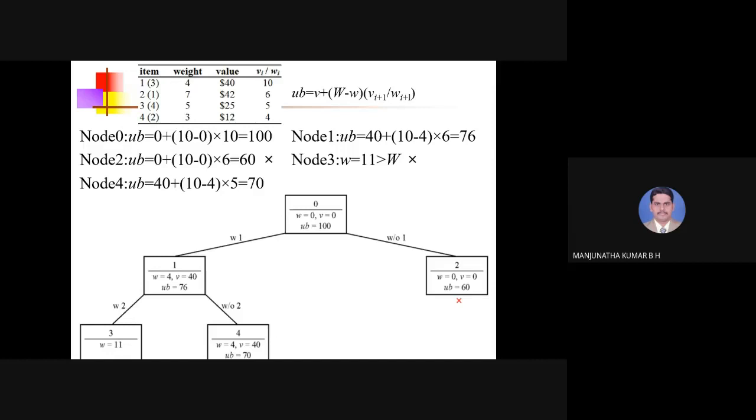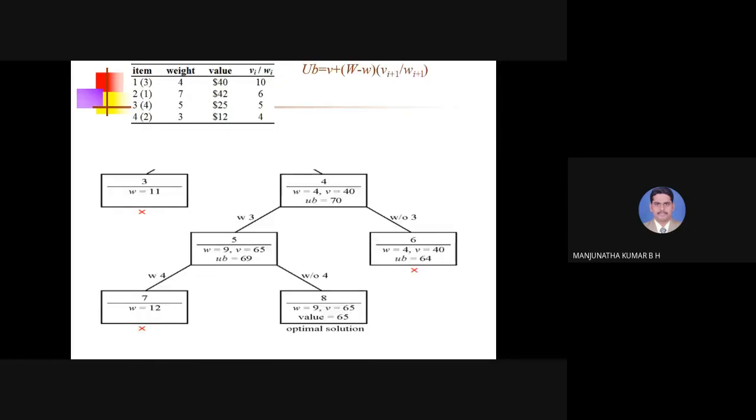Okay, so now I have considered two items, 1 and 2. Now I have to go with item 3. That is shown in the next slide. Now observe here. For your reference, again, I am showing the table and the formula. Node 3 is a part of the previous slide, and node 4 is also explained in the previous slide. Now node 4 is explored. To explore node 4, I am going to consider the third item. So with third item and without third item.